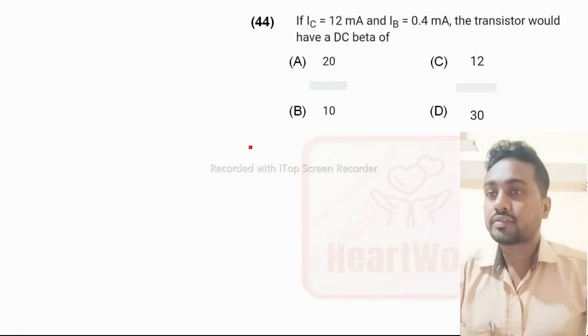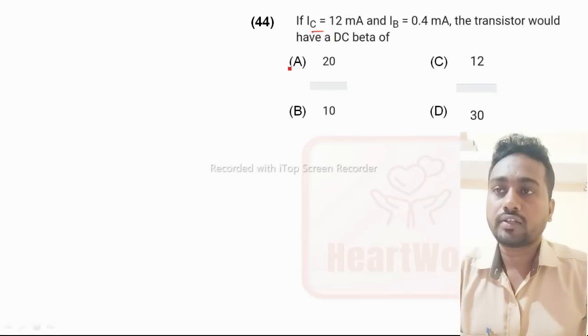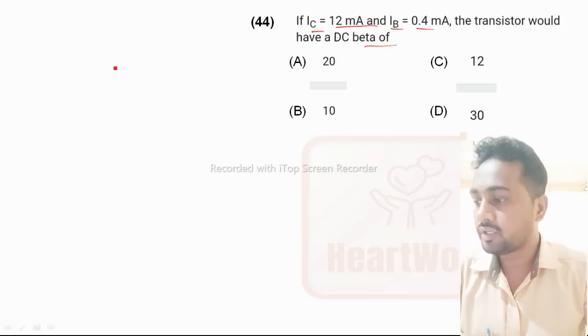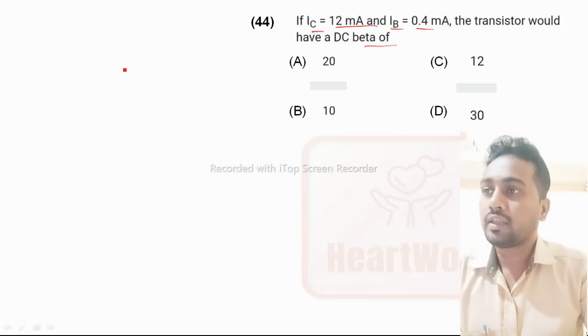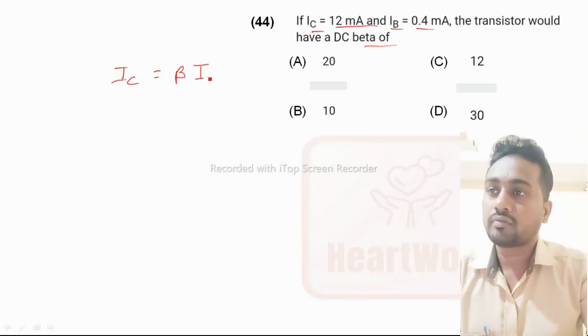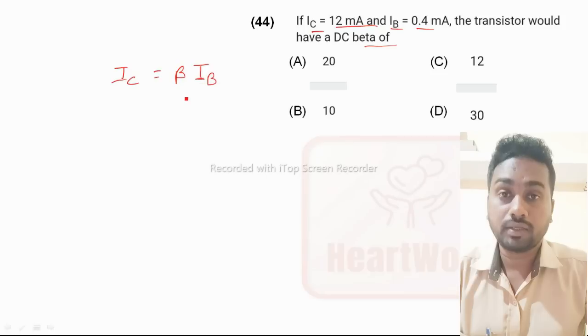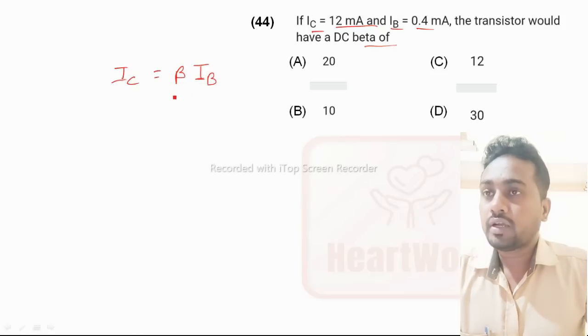Okay, next: if IC, the collector current, is 12 milliampere and IB, the base current, is 0.4 milliampere, the transistor would have a DC beta of? We have to find the DC beta, which means the current gain. IC equals beta times IB. This is the relation between collector current and base current. Beta is the current gain, so we have to find the beta value. We can write beta equals IC by IB.